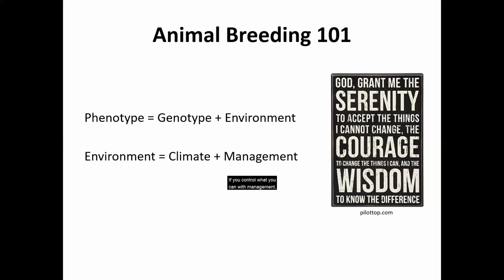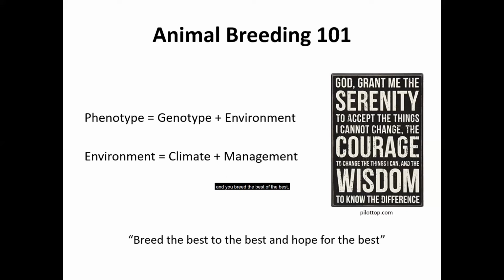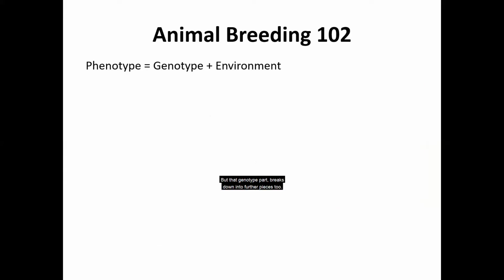Okay, most breeders breed the best of the best and hope for the best. They understand that concept. And that's good. You know, if you control what you can with management and you breed the best of the best, you're a good part of the way there toward progress. The difference is in how well a breeder is able to define the best when they're choosing their breeding animals. So that gets us to Animal Breeding 102.